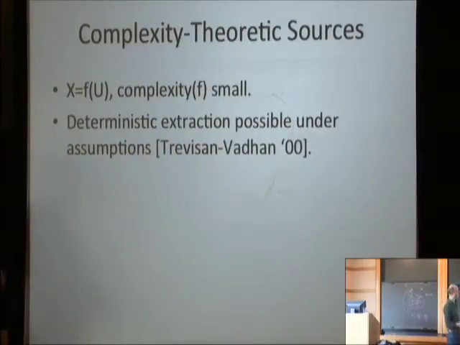Trevisan and Vadhan showed that deterministic extraction is possible under some very strong assumptions, like involving several levels of the circuits within the polynomial hierarchy. I forgot exactly, but it was quite strong, non-standard. Again, it's sort of like with the pseudorandom generators.